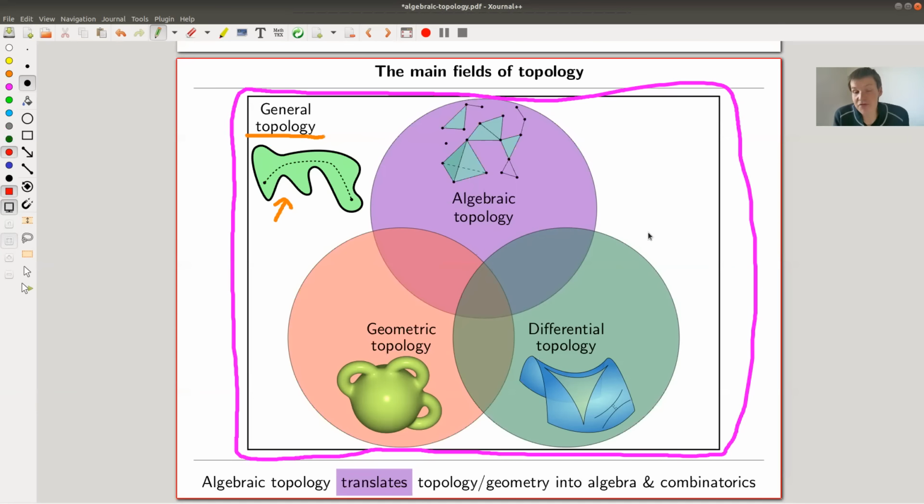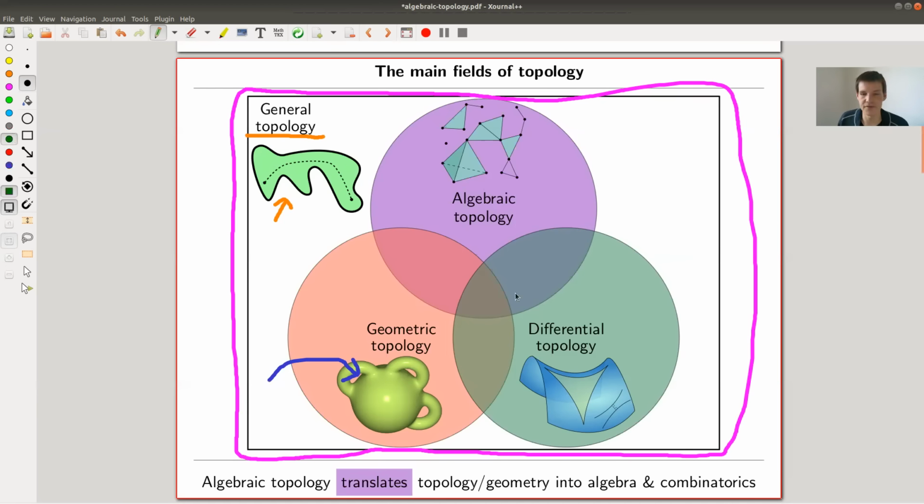So the other three main fields of topology, besides general topology, are first geometric topology, which is the study of manifolds, of things like this. I won't do that. I'm going to do algebraic topology, as I said, but think of a knot. Knot theory, for example, would be part of geometric topology. Of course, because you have those huge intersections here, you would also handle certain problems in knot theory using ideas from algebraic topology.